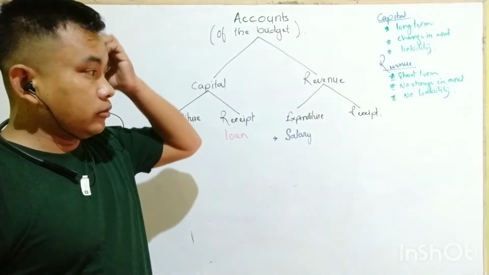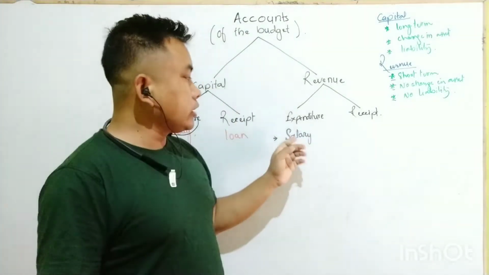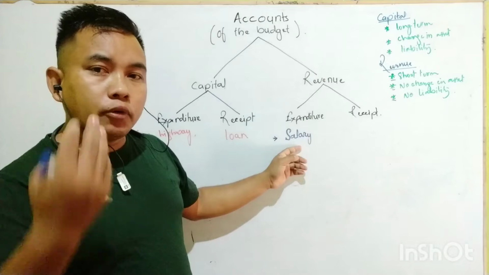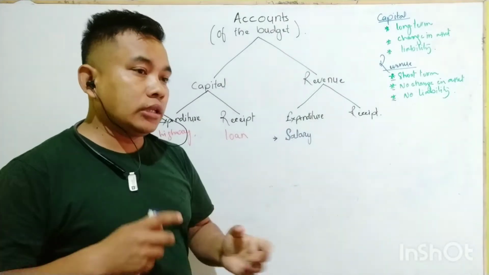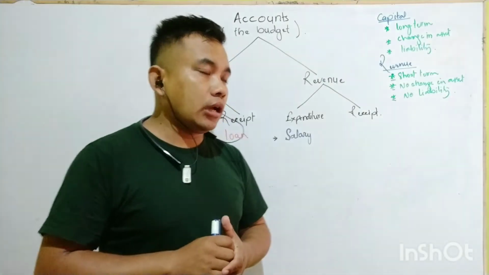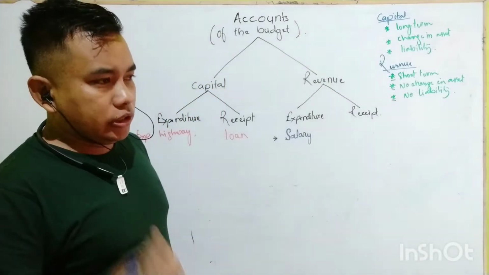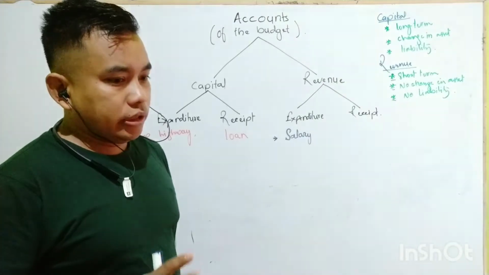When the government pays salary to its employee, the government does not need to change any asset. How I'm going to say why I'm saying that: after giving salary, government does not need to change in asset.